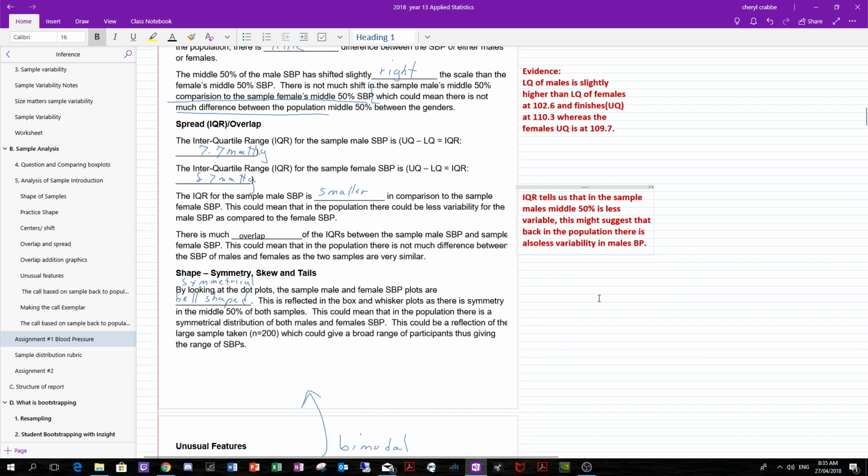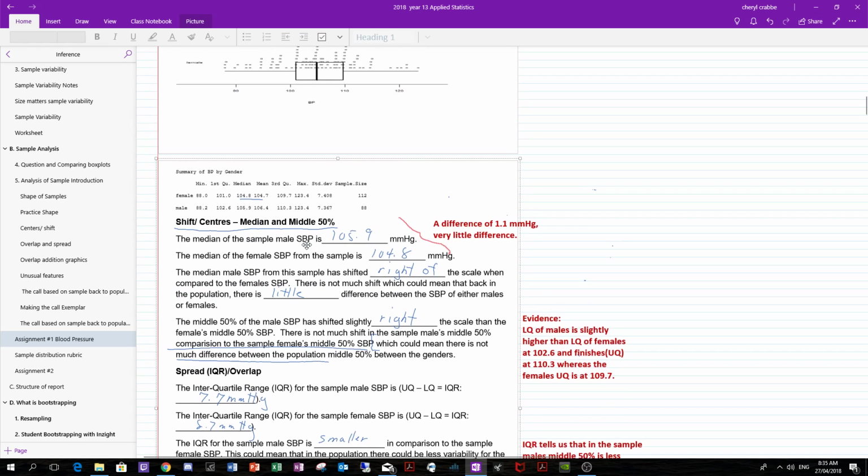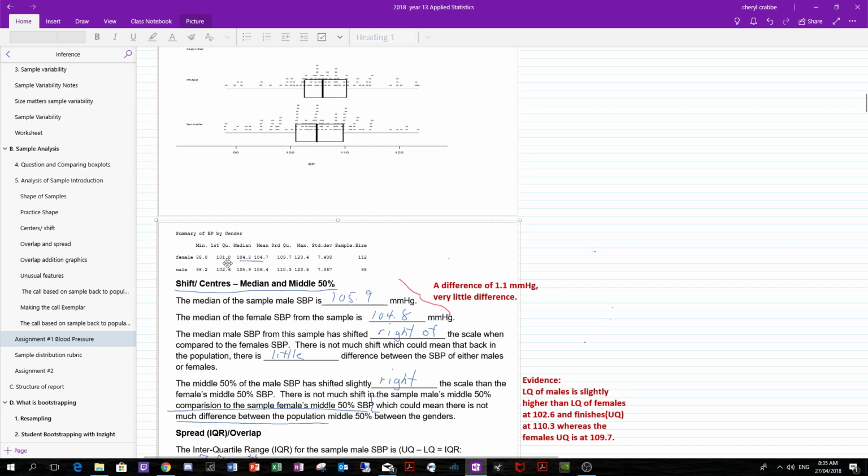This could mean that in the population, there's not much difference between males and females, as the two samples are very, very similar. So that's what you say again about back in the population, what this suggests, and our two samples are very, very similar to each other. And also, although I haven't done it here, you should give some evidence around that overlap. Why would you say there's a lot of overlap? Well, that's because the interquartile ranges, the lower quartiles and the upper quartiles are very, very similar to each other. There's a lot of overlap of those interquartile ranges.